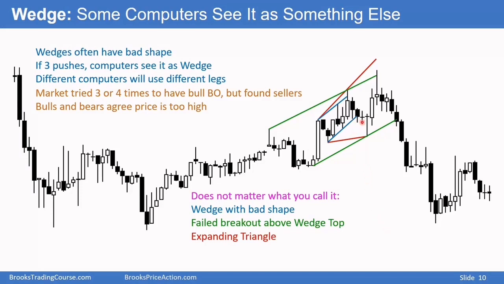Again, you can call it a wedge with a bad shape. You can call it an expanding triangle, a failed breakout above a wedge top, a wedge 1, 2, 3. It doesn't matter. The market's repeatedly trying to go up and failing. You have to be thinking it may try to go the opposite direction. So traders will be looking to sell a reversal down, either below that reversal bar, bull body, or higher probability below this bear bar closing near its low.